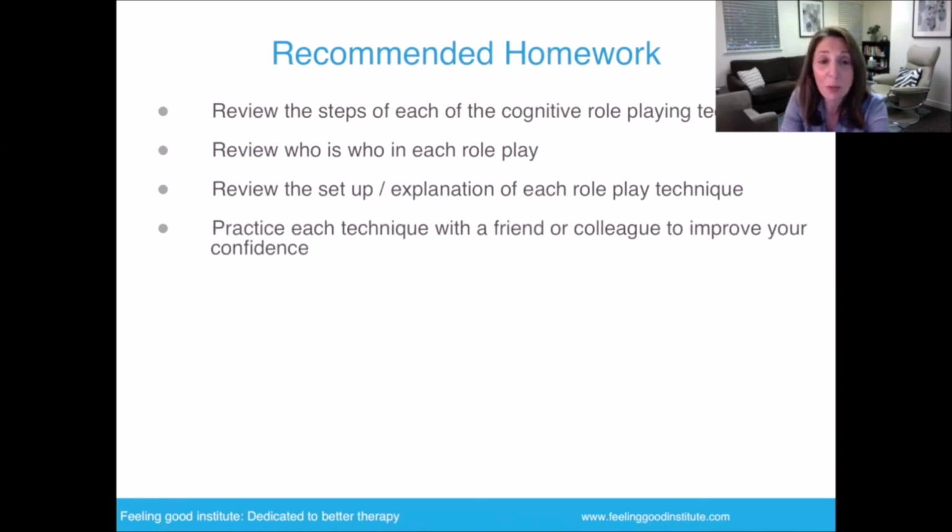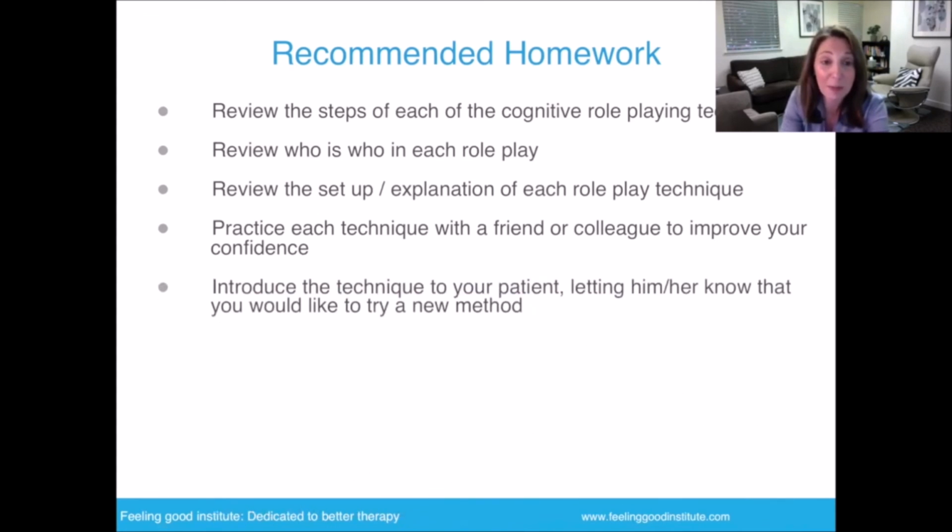Then I recommend that you practice each technique with a friend or a colleague of yours to improve your confidence. I know that when I was learning some new cognitive therapy techniques, I actually used to practice them with my husband. I also always recommend that therapists who are learning methods find another therapist who's also learning new methods and practice. Or if you have a therapist friend who doesn't know these methods, teach them to them and then practice together.